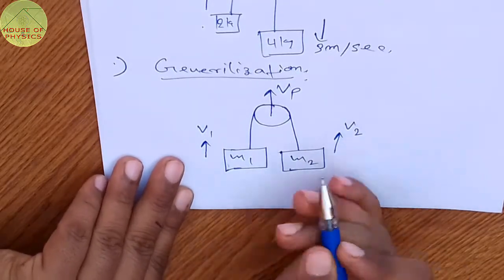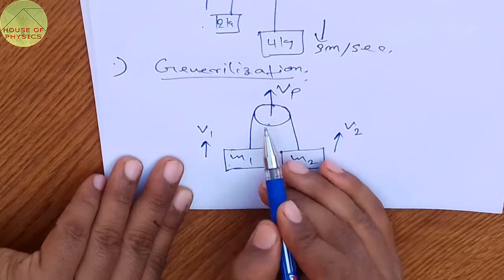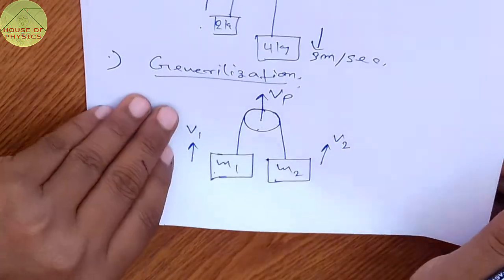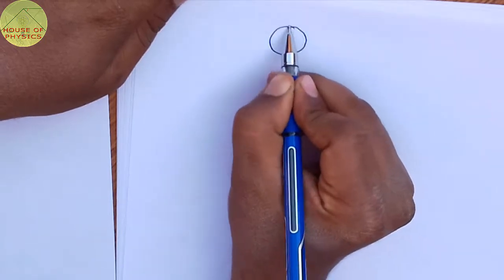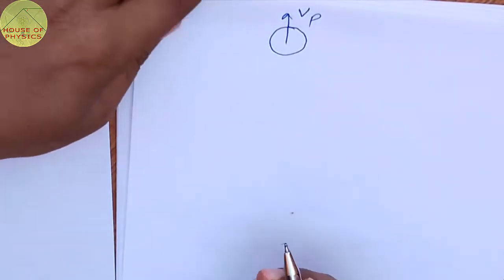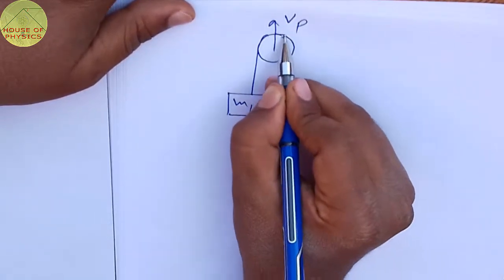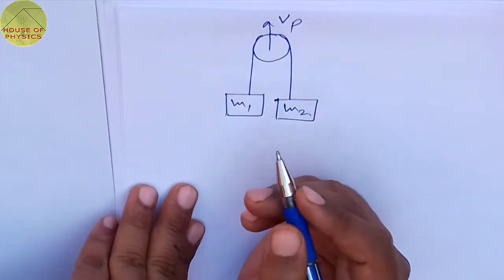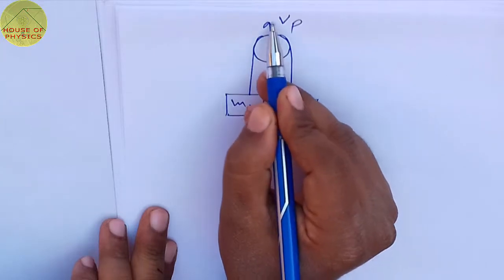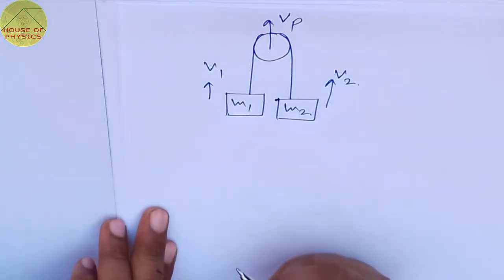The condition is again the two block system attached to the pulley. The pulley is massless and in parallel this pulley is also moving. The concept here is very simple again to remember. Suppose I am again redrawing the figure. So this pulley is moving with velocity Vp. Suppose this is moving with V1 and this one with V2.